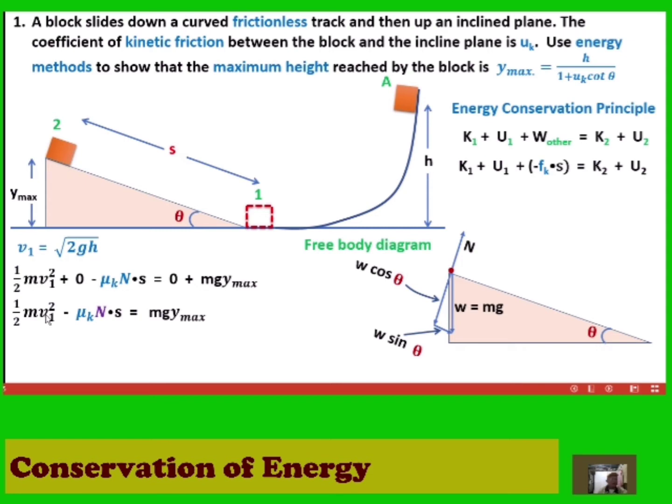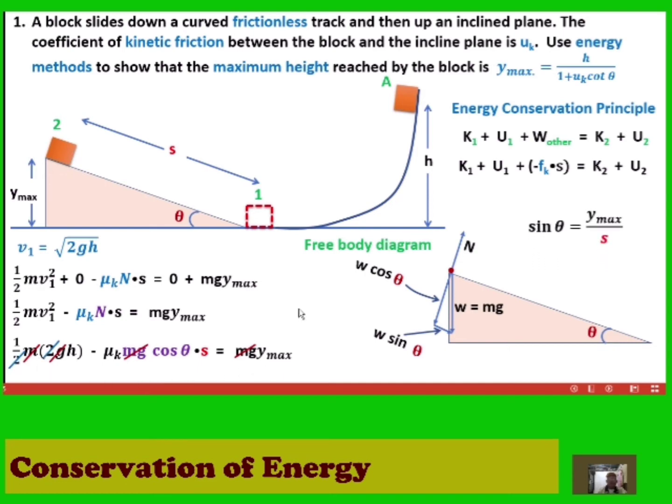substitute the value of v sub 1. v sub 1 squared is equal to 2gh. The normal force is equal to W cosine theta, but W, or the weight, is equal to mg, so mg cosine theta. Cancelling out the common factor mg, and in this term cancel out 2.